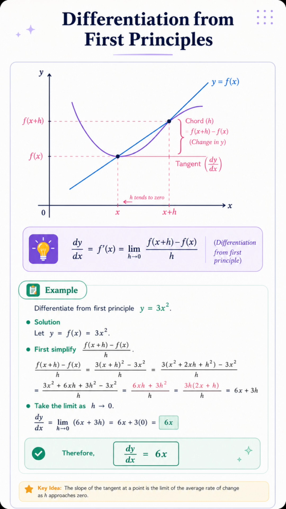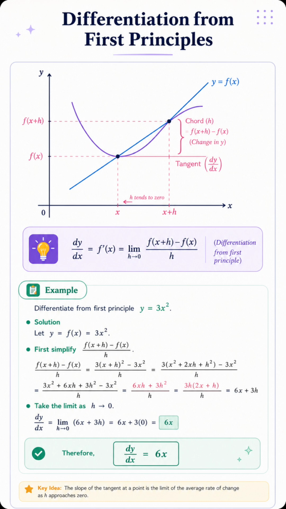For more explanation, let y equal to 3x squared. First, we are going to simplify f of x plus h minus f of x over h. What is f of x plus h? That's 3(x plus h) squared minus f of x, which is 3x squared, all over h. Open the brackets. We have 3x squared plus 6hx plus 3h squared minus 3x squared all over h.